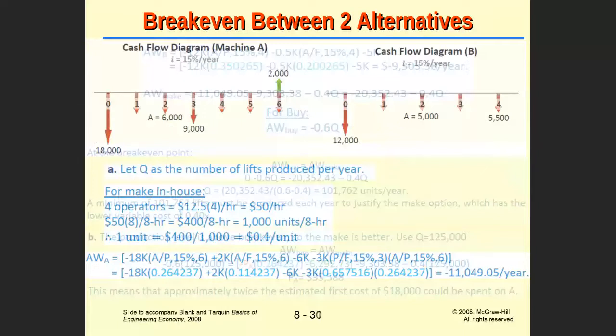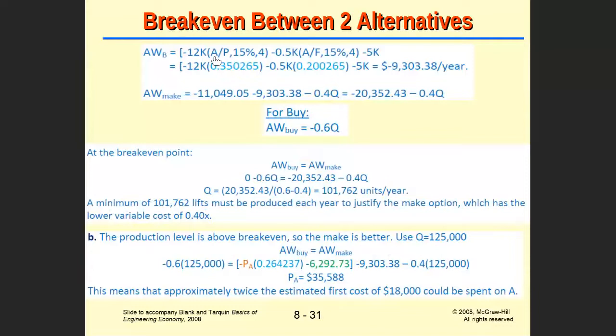It is already on annual 5,000. The $12,000 for the initial cost, A given P, the 0.5 thousand, which is the salvage with the minus sign, because it is a carry away, not a regular salvage, for 4 years, and minus the 5,000 annual operating cost. When we calculate those values for machine B, we will have $9,000 per year.